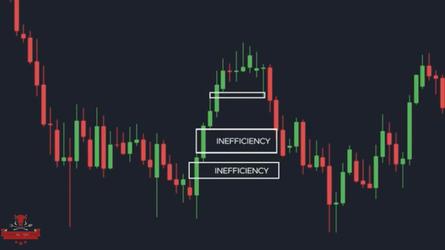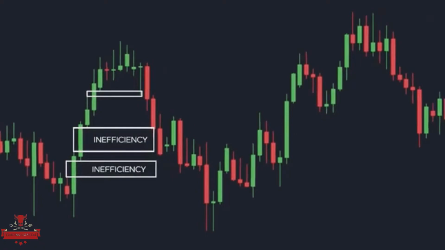It doesn't have to revisit it now. It could be next week, it could be a month, it could be a year down the line, but more often than not, it comes to rebalance and grab the liquidity. So, let me just go through a couple of examples of how we can utilize inefficient and efficient price action in our trading style to give us the edge over the markets.